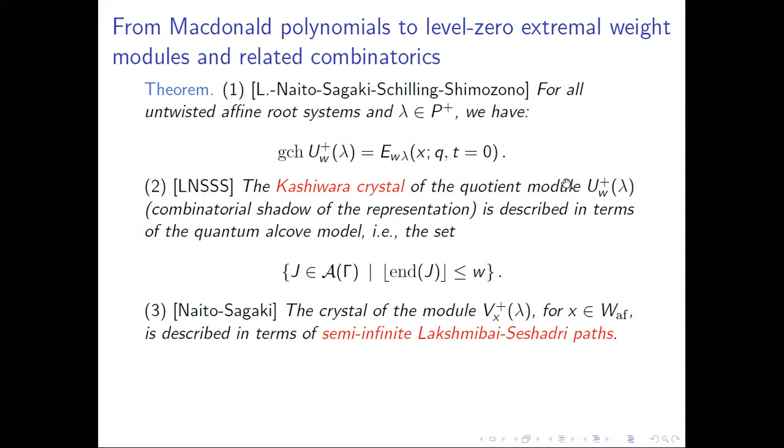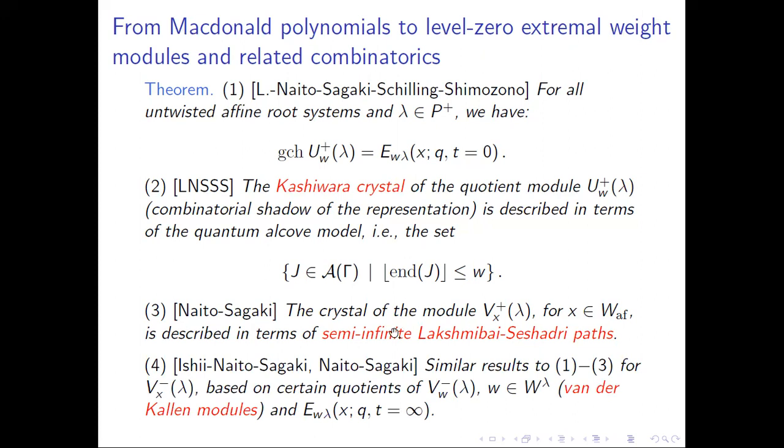And all this happens for the quotient modules, for the finite dimensional ones, but one can also look at the actual level 0 extremal weight modules, Demazure modules, and the corresponding crystal, which is now an infinite graph. This can be described in terms of so-called semi-infinite Lakshmibai-Seshadri paths. So these are, again, some piecewise linear paths where the directions of the paths are now indexed by elements of the affine Weyl group. So this is a result of Naito-Sagaki.